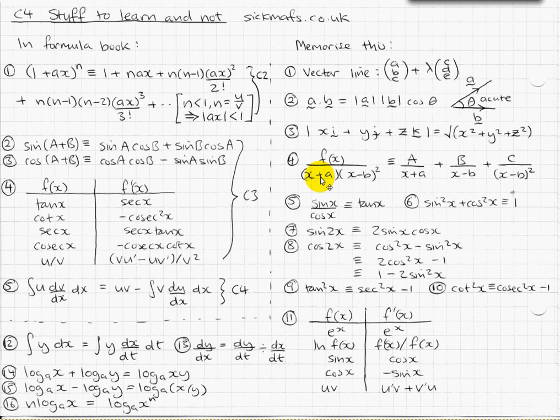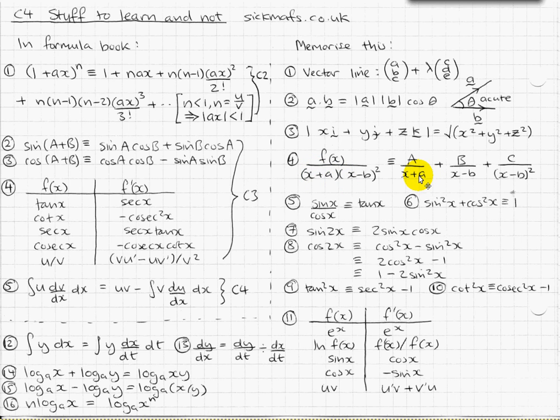Right. This is telling you something very simple about partial fractions. If you want to break up a nice big fraction which has these factors on the bottom, you can break it up like that basically. However many factors you have on the bottom, that's how many different fractions you can make.